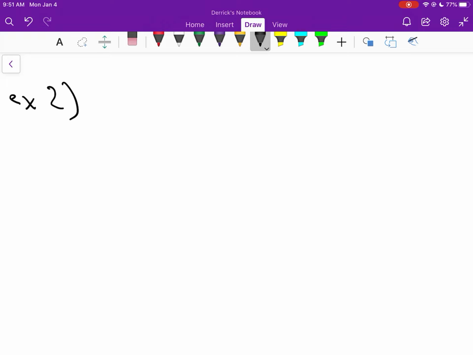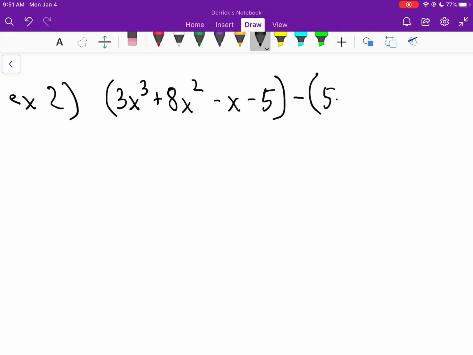Let's say I give you the polynomial 3x to the third plus 8x squared minus x minus 5. And then this time I'm going to ask you to subtract it by the polynomial 5x to the third minus x squared plus 17. Overall, this is going to be the same concept with just a small extra wrinkle. That wrinkle being we're subtracting instead of adding.